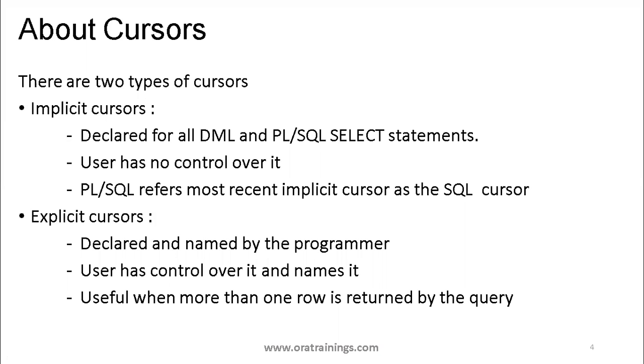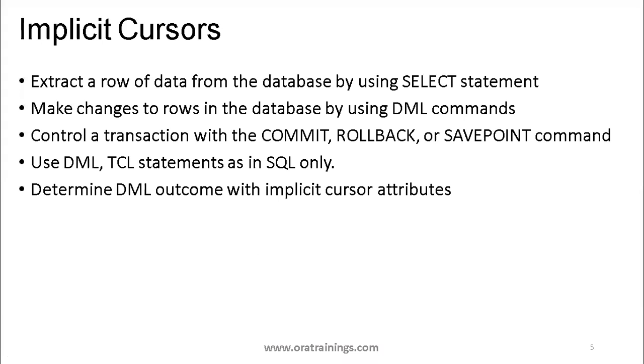Coming to the explicit cursor, the developer defines the explicit cursor in the declare section, and the user has control over it. A developer can understand how many records it fetched, when to open the cursor, and when to close the cursor. It has a name. There are a lot of functionalities available for the explicit cursor. If you're using the implicit cursor for the select statement, it can fetch only one record, but the explicit cursor has the capability to fetch more than one record. Now coming to the next slide.